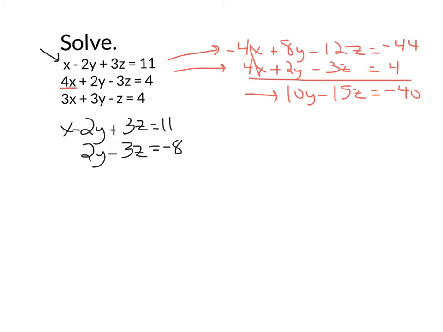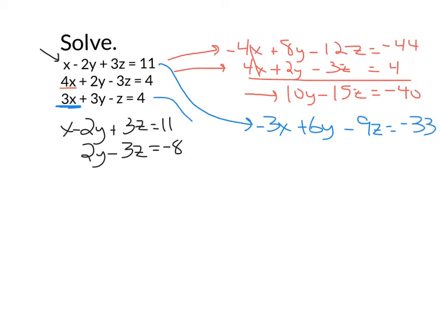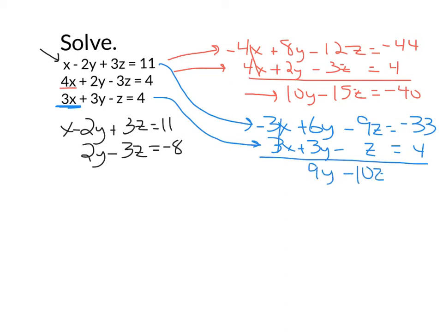I'm going to do the exact same thing with the first equation, except now I want to get rid of that 3x in the bottom one. So to do that, I got to multiply the top equation by negative 3. So I'm going to make it negative 3x plus 6y minus 9z equals negative 33. And I'm going to add that to the third equation, 3x plus 3y minus z equals 4. I'm going to add those together. That's gone. I have 9y minus 10z is negative 29. That, guys, is my new third equation. 9y minus 10z equals negative 29.